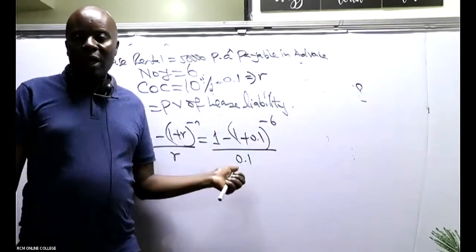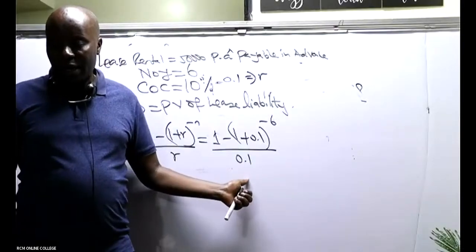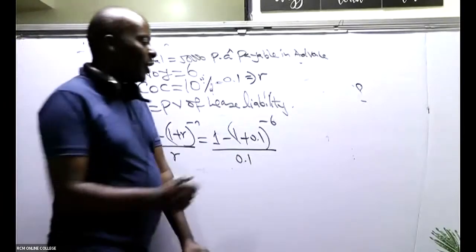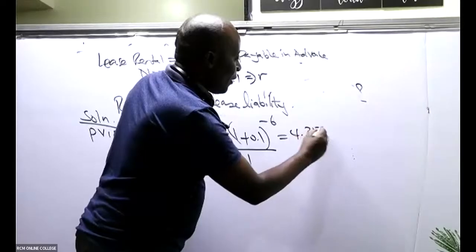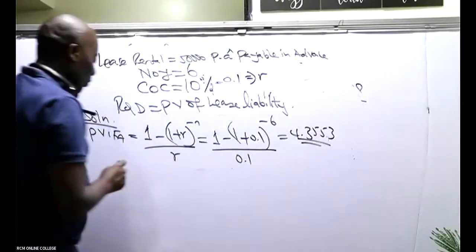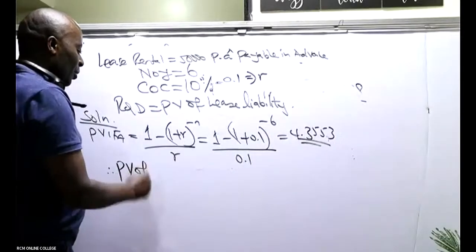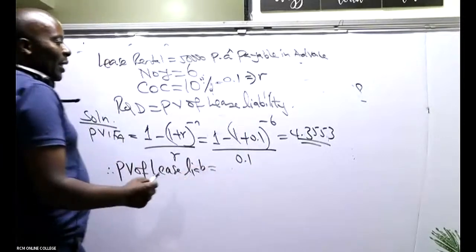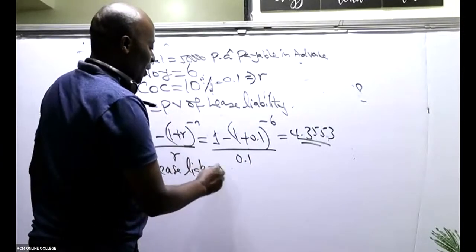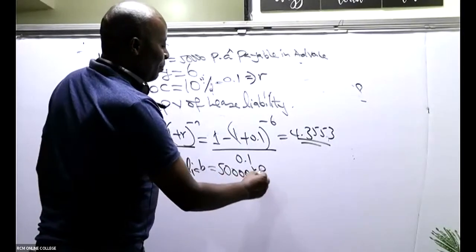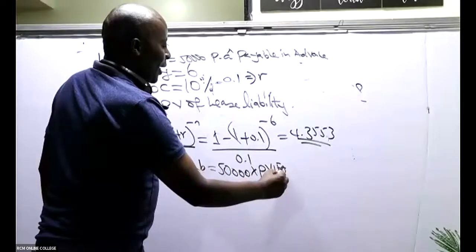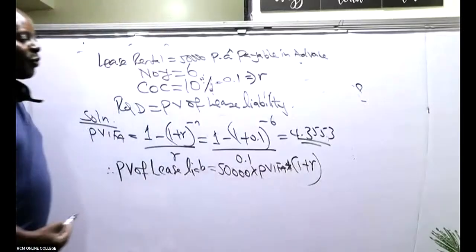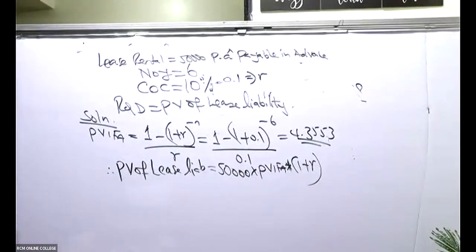After you say equals, you should be able to say divided by what here? 0.1. What are we getting, somebody here? We are getting 4.3553. And therefore, the present value of my lease liability will be this amount of 50,000, the annuity, times now the PV-FAR, and because in this case it's being paid in advance, we must include that 1 plus R. Because it's being paid in advance.